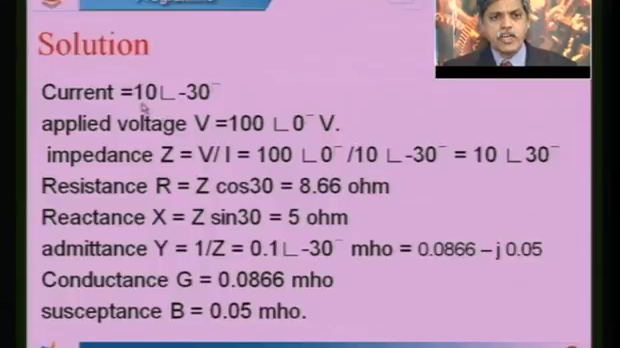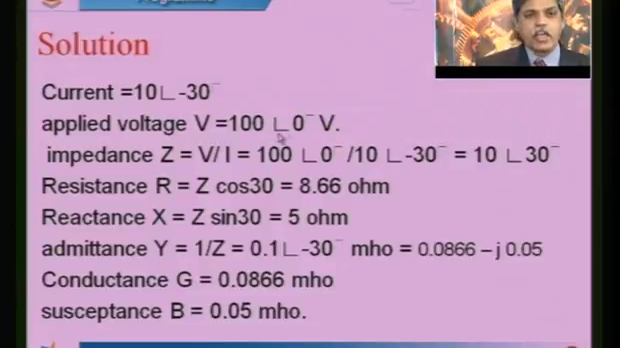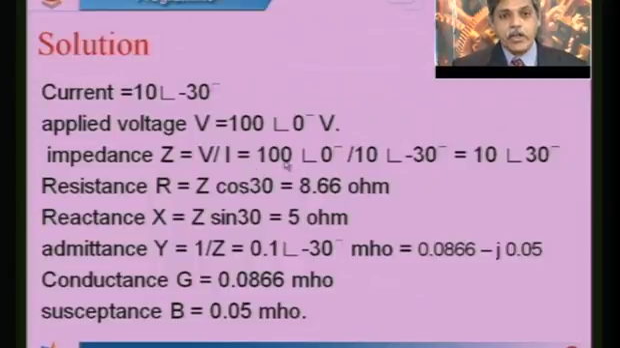I have a magnitude of 10 here, angle of minus 30. The applied voltage is 100 because it is a reference, I took the angle as 0. Impedance Z is equal to V by I, so 100 at an angle 0 divided by 10 at an angle minus 30, so that will give you 10 at an angle 30. I divided the magnitudes, angles 0 minus of minus 30, so I will be getting plus 30.